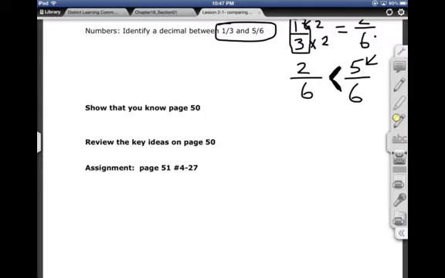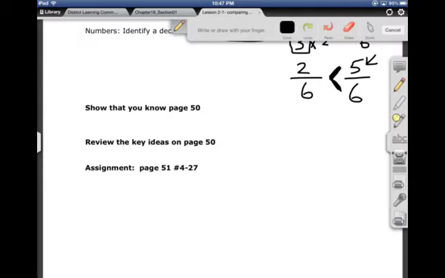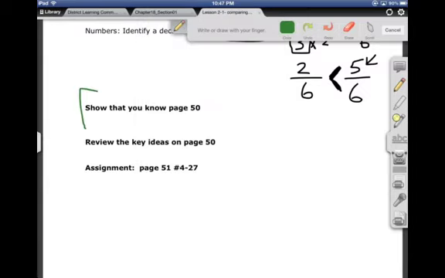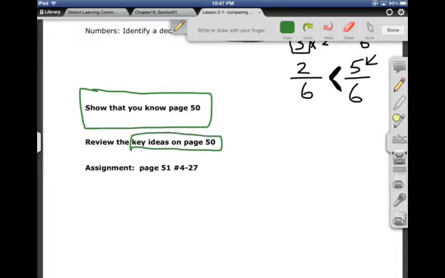Okay, so at this point, we've more or less come to the end of the lesson, and you get a chance to do the old show that you know. Let's pick a nice drastic green here. So you go to page 50, and there's an example there that you can work through. Sorry, I don't have the graphics, so I won't do it from here. And there's some key ideas there to take in. So read that over. Now, the assignment here is numbers 4 to 27 on page 51.